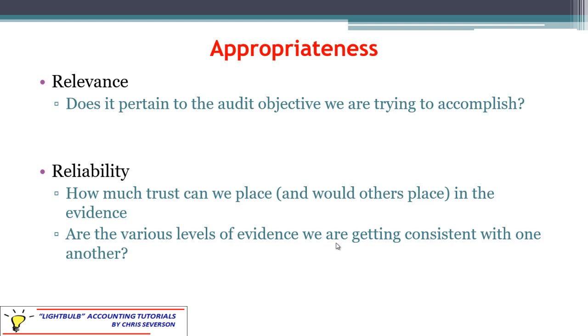Reliability. So how much trust can we place on the evidence, and more importantly, how much trust would other external parties, like a user, like if this ended up in court, be able to place on the evidence given all the aspects of it? Now, the last thing about reliability, are there various levels of evidence that help to corroborate one another? They're consistent with one another, so they tell the big picture and they tell the same story. That certainly adds to the weight of our findings.